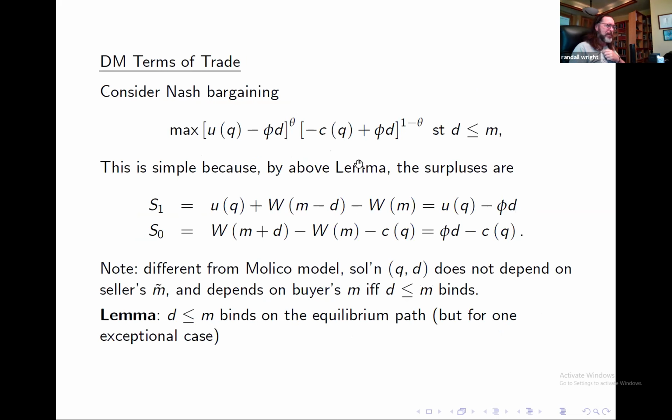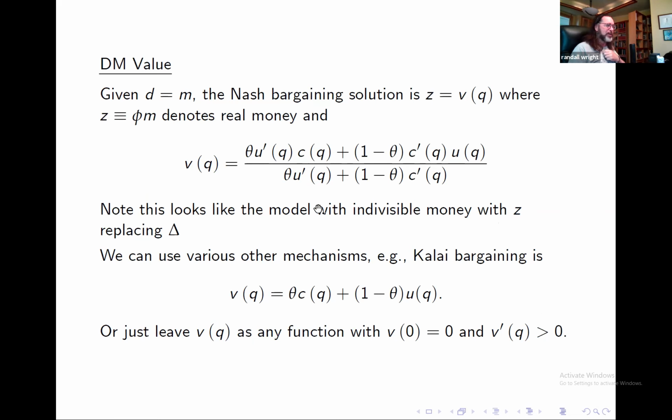When I wrote down the Nash maximization problem, here's actually the solution. You can actually solve it out. The solution's here. So let Z denote real balances. It's cash, but denominated in terms of numeraire, because phi is the relative price of cash in terms of this numeraire consumption good. So the real balances you're going to transfer to the seller, well, it's this generic bargaining solution that I think I called it last time. If you want Q, you have to transfer V of Q to the seller.